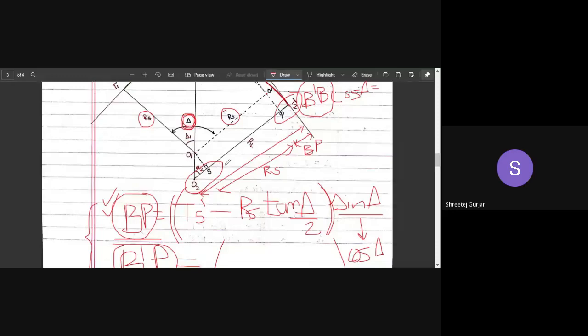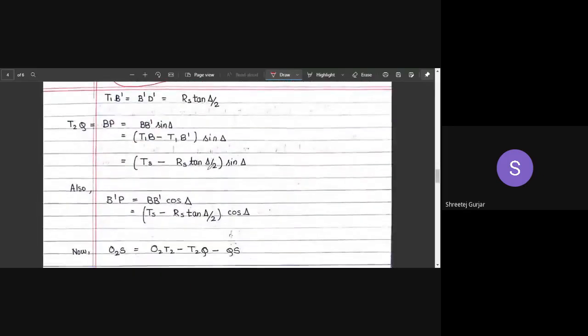So this is how we can calculate O2S. And what is this total length? It is nothing but the total radius of the longer curve, RL. RL minus RS minus BP will give you O2S. Hence I have written O2S over here. You can see RL minus BP minus RS will give you O2S.